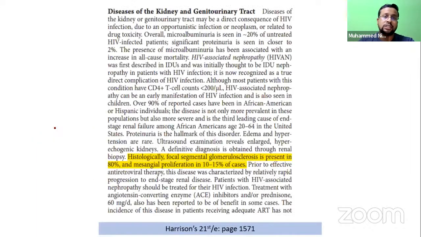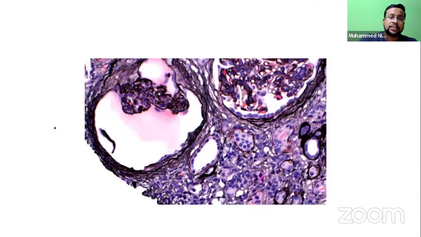segmental glomerulosclerosis. HIV-associated nephropathy, histologically, 80% of the patients have focal segmental glomerulosclerosis and present with proteinuria. Around 10 to 15% of patients can have mesangial proliferative nephropathy. This is again a straight question from Harrison. Of the questions in infectious disease this time, 90% were straight from Harrison. This is the histological appearance.